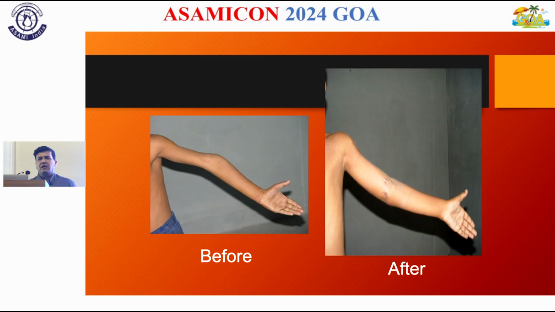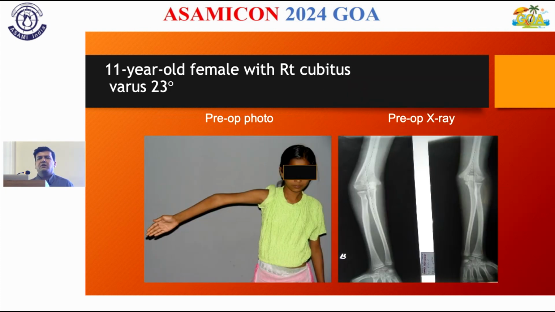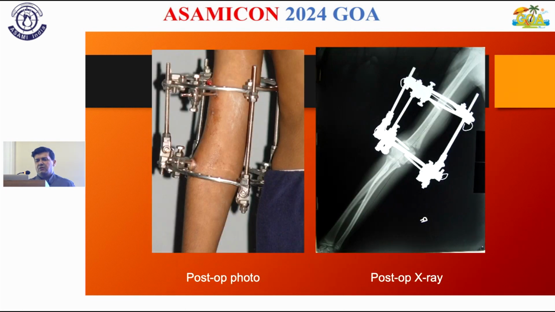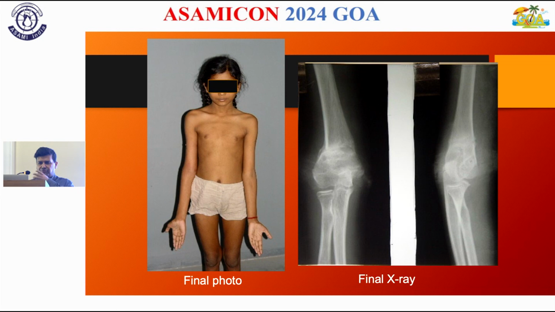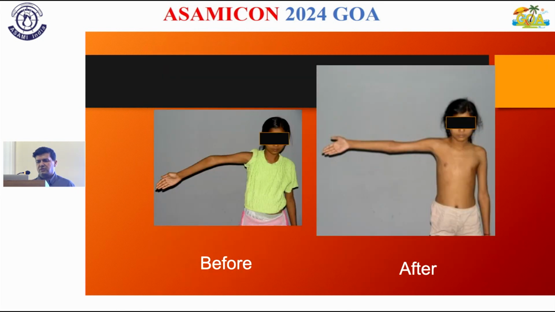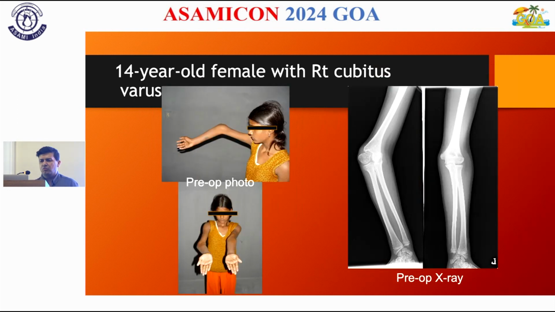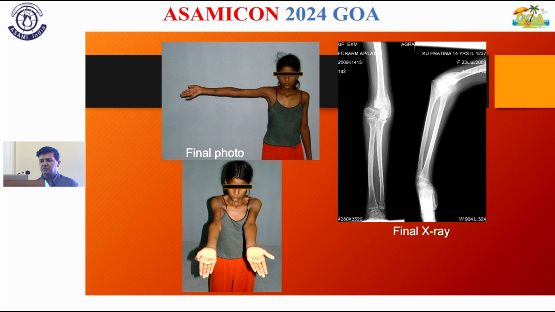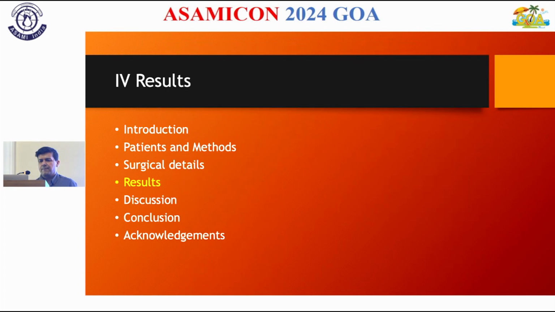That's the main advantage of Ilizarov, that you can be really accurate. So another 11-year-old female with cubitus varus, we applied the frame, the post-op X-ray, and this is the pre and the final clinical picture. Another 14-year-old female with the cubitus varus, we did an osteotomy, the pre-op and the final picture.